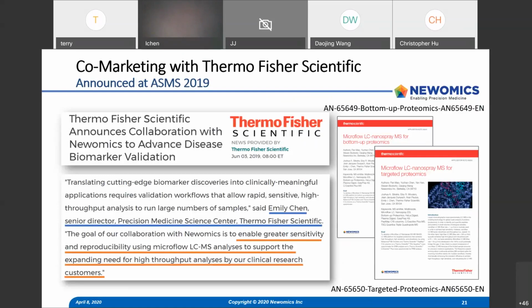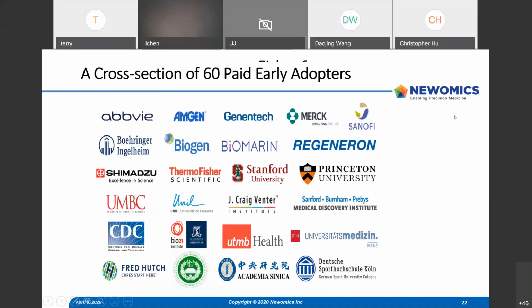So in light of that, Thermo worked with us. They put two of our jointly developed application notes on their website. These are the bottom-up proteomics as well as targeted proteomics application notes. You can download them from their website. So our product right now is gaining momentum. So far, we have 68 early adopters, including Merck, Genentech, Regeneron, as well as CDC.